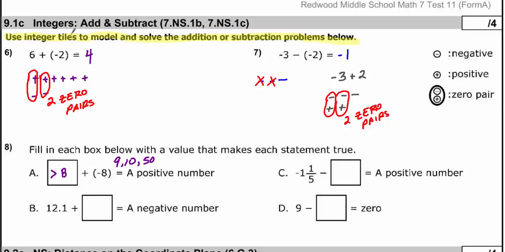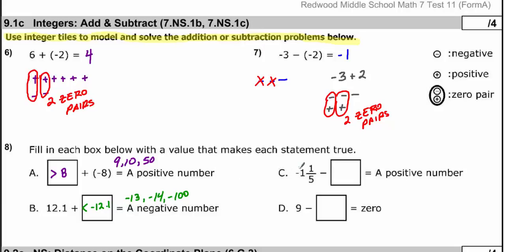Letter B, kind of the opposite idea. We have a positive, we have to add something and get a negative. Well, we need something less than -12.1. Let me rewrite that because it's kind of filling up the box there, and I don't want you to lose track of what I'm writing. We need something less than -12.1. You could have -13, you could have -14, you could have -100. There have to be enough negatives, though, so after all the positives get canceled out, there are still negatives left.